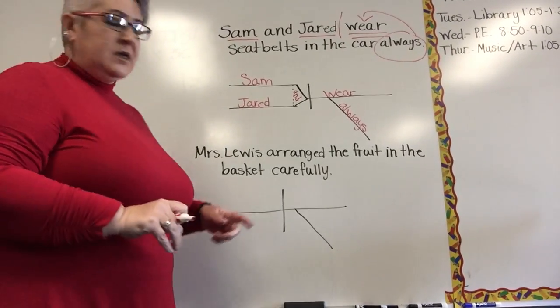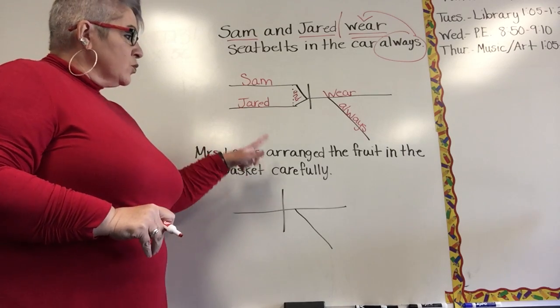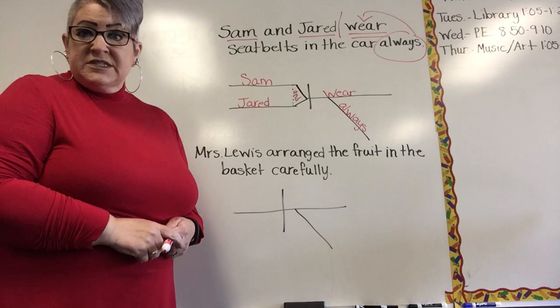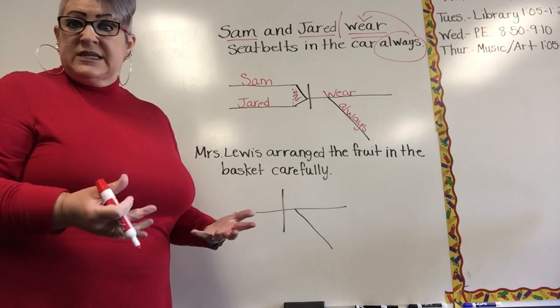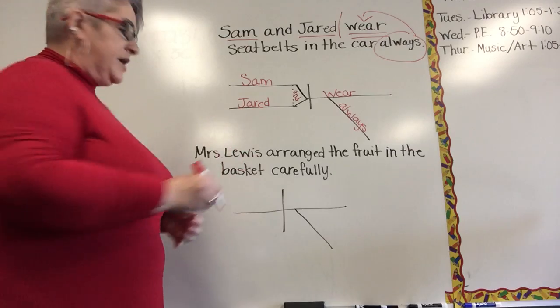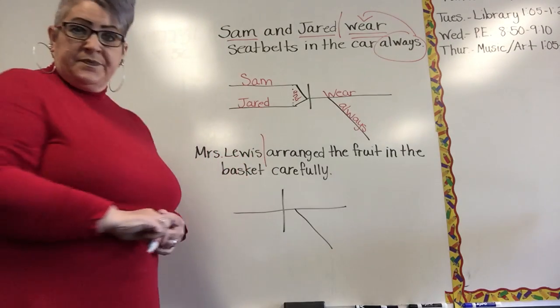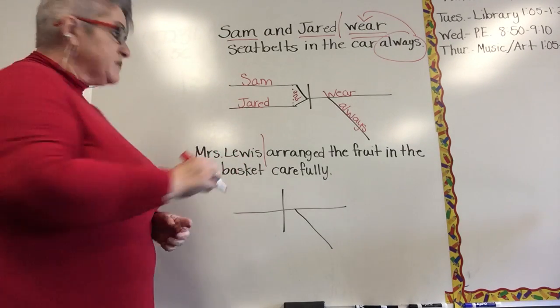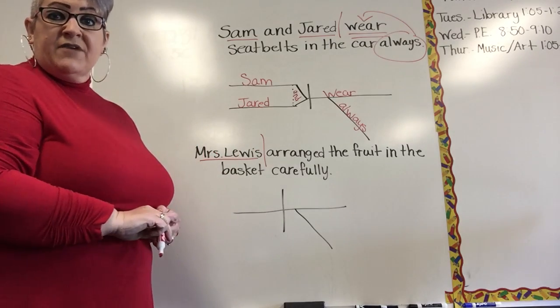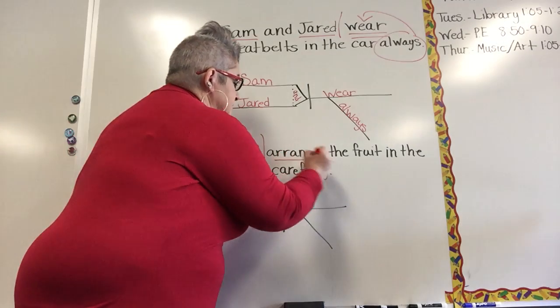All right, let's look at the next one. Let me move this down a little bit so you can see. There we go. Mrs. Lewis arranged the fruit in the basket carefully. All right, we have to divide between the subject and the predicate. Who is this sentence about? Mrs. Lewis. And what did she do? She arranged. So I'm going to divide right here. Because Mrs. Lewis is my subject, I'm going to underline her one time. And I'm going to underline my verb arranged two times.